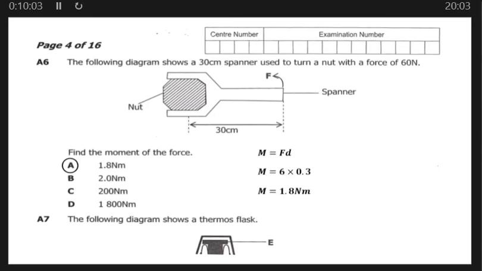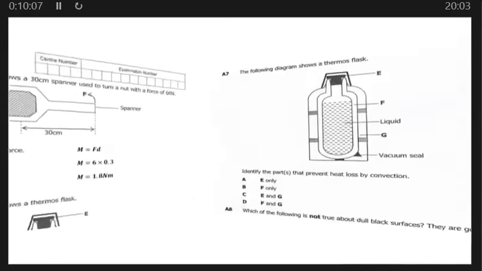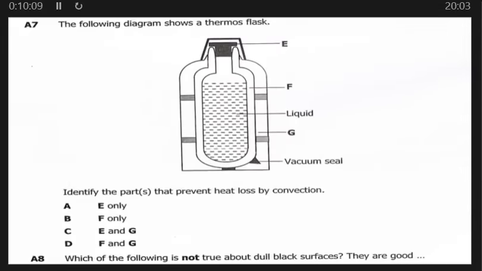All right, so let's continue to question number 7. So question number 7 reads, the following diagram shows a thermos flask. Identify the parts that prevent heat loss by convection.